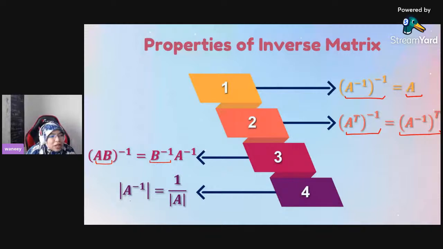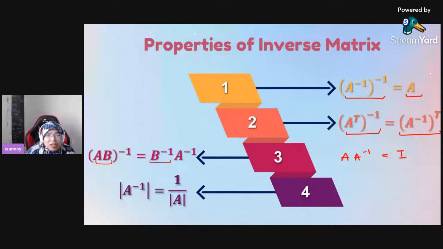Okay, so now determinant of A inverse. So this is actually equal to 1 over determinant of A. Okay, so why is that? That is basically because A multiplied with A inverse is equal to I, the identity matrix.